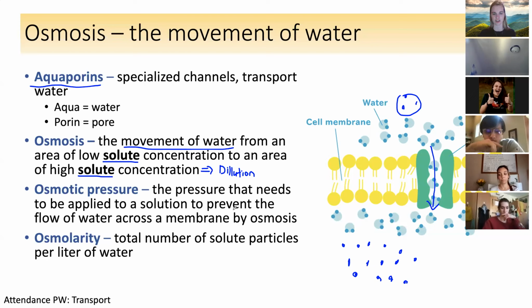If we go back to our statement of osmosis, we're looking at the movement of water from an area of low solute concentration to an area of high solute concentration. Does that make sense? You're diluting the sugar. We want it to be the same concentration as up here, so to do that, I have to add more water.